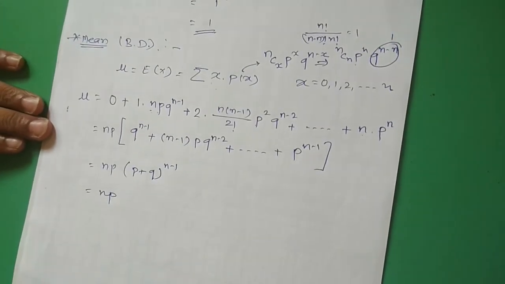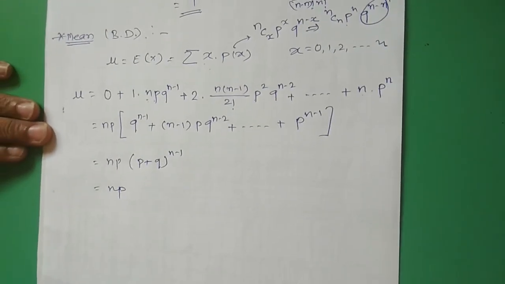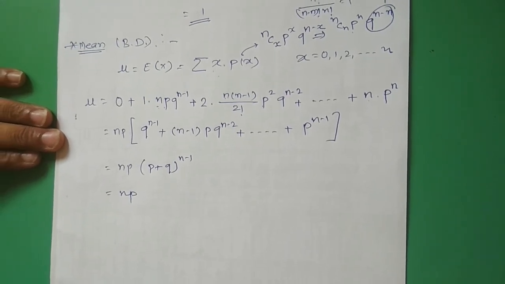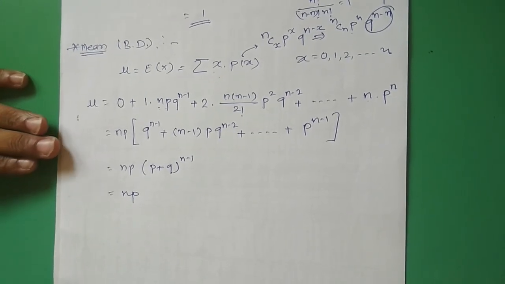Okay, so in the next session we will start with the variance. How to find the variance for the binomial distribution we will see in the next session.